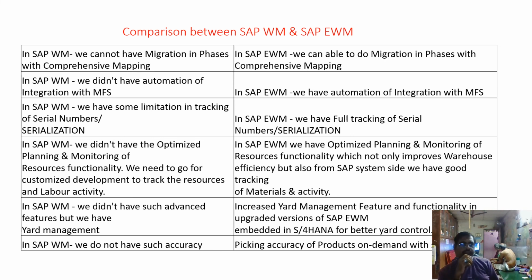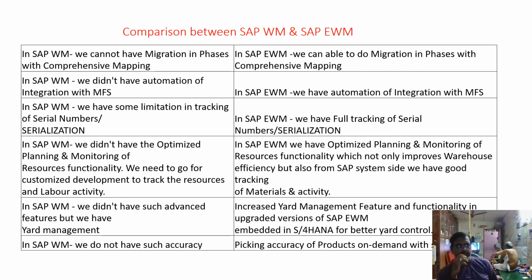Okay. And in case of SAP WM, we did not have the optimized planning and monitoring of resources functionality. I already told, we need to go for customized development to track the resources and labor activity. That is what I told about print on demand, POD. And in case of SAP EWM, we have the optimized planning and monitoring of resource functionality, which not only improves the warehouse efficiency, but also, from the SAP system side, we have good tracking of materials and activity.